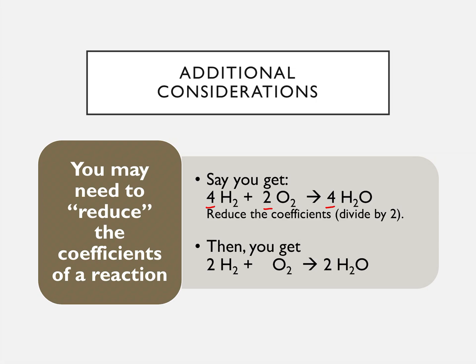So we will reduce our coefficients, which means that we will divide them all by 2. So then we'll get 2 and 1 and 2 for our coefficients, and we still are balanced, right? We have 4 hydrogens on each side, 2 oxygens on each side. It's still balanced. You just need to make sure that you have reduced your coefficients so that you are in that lowest common multiple.